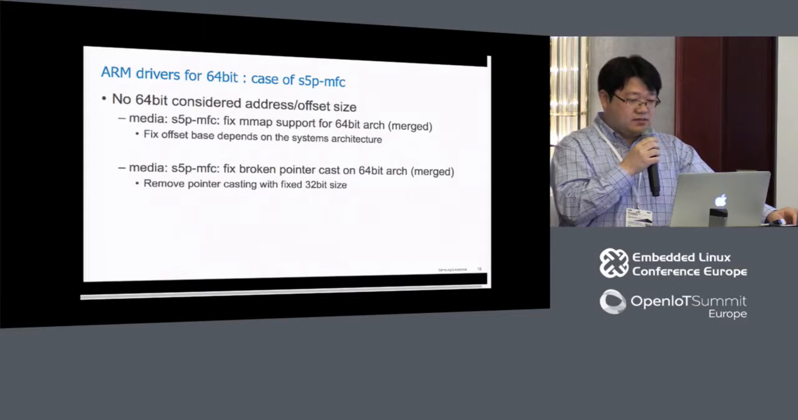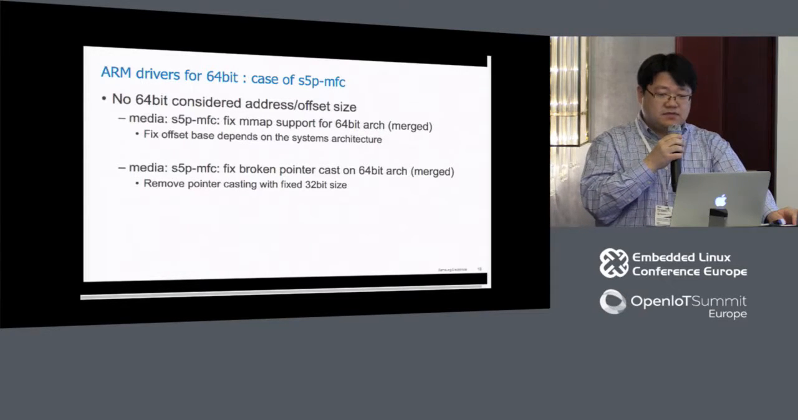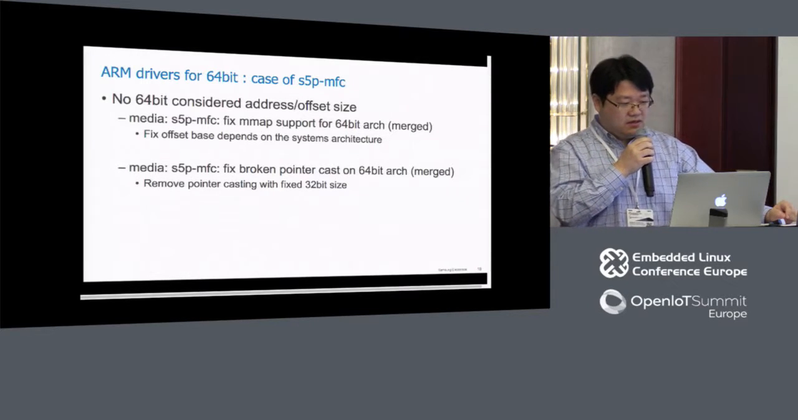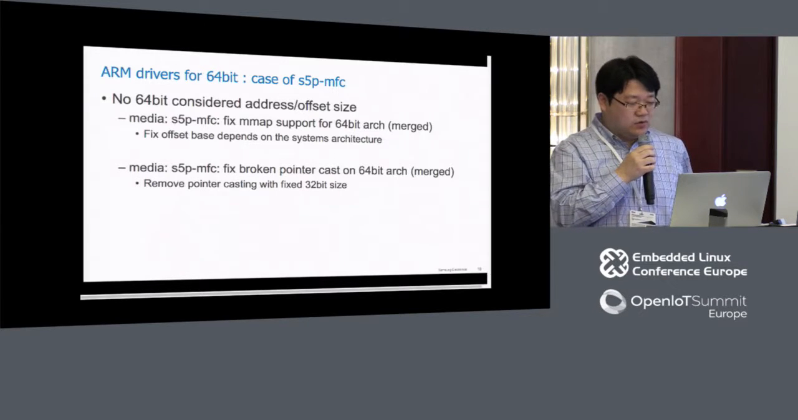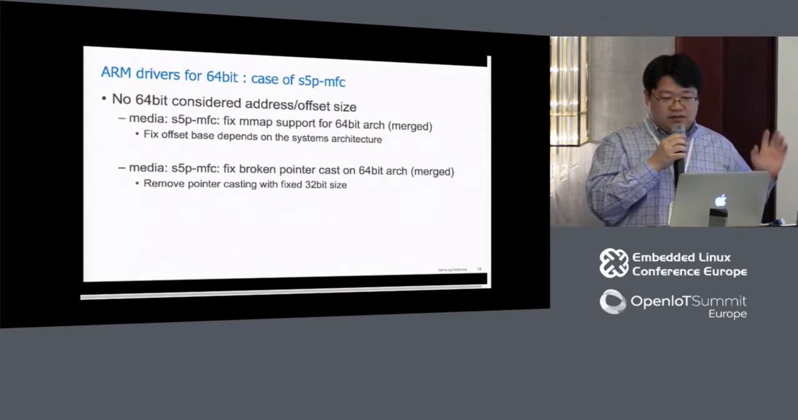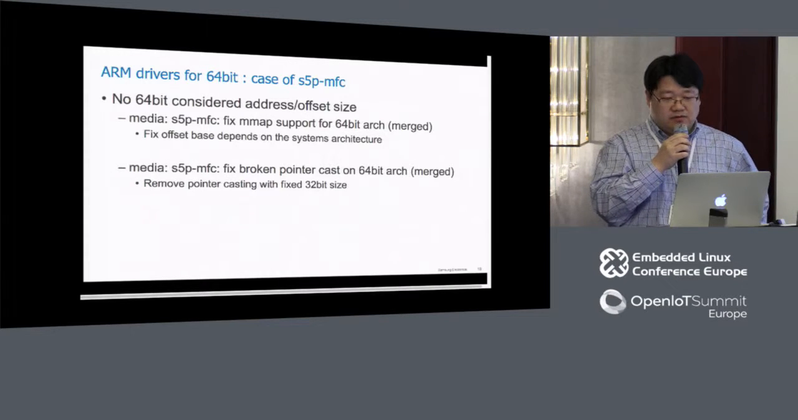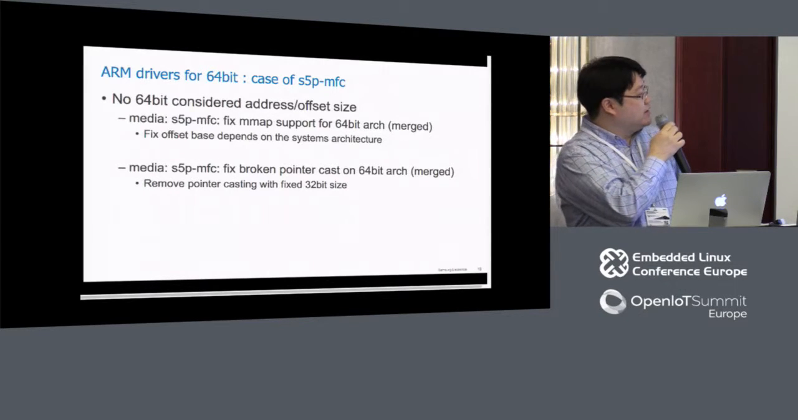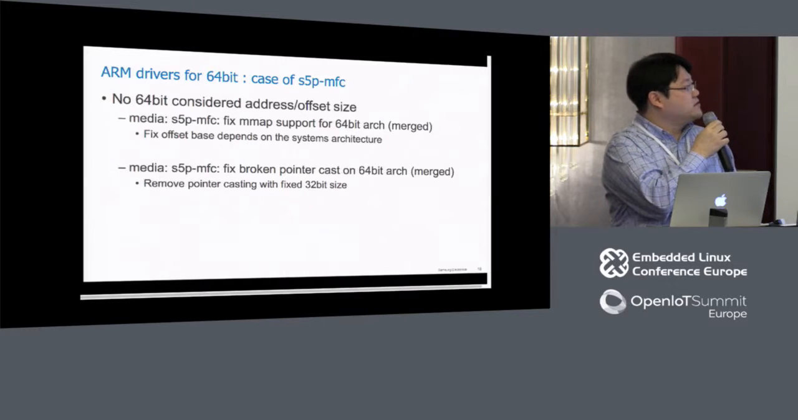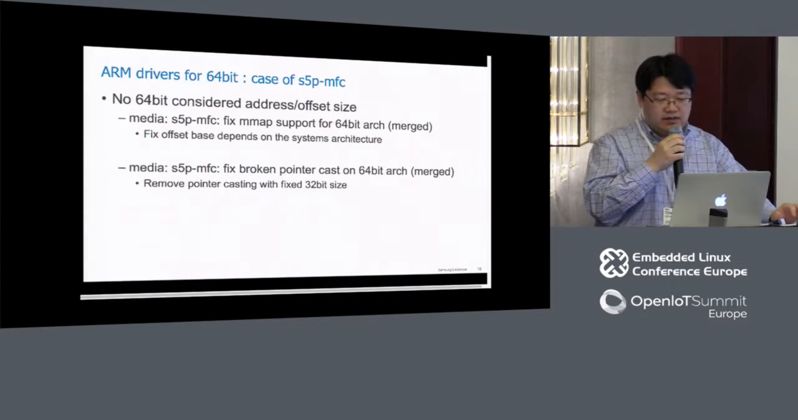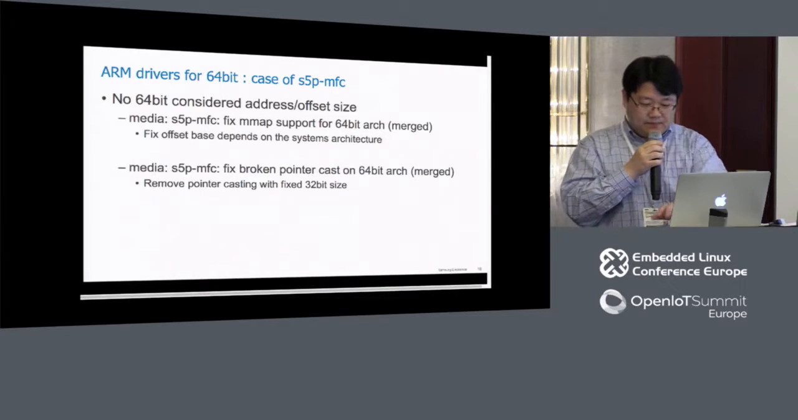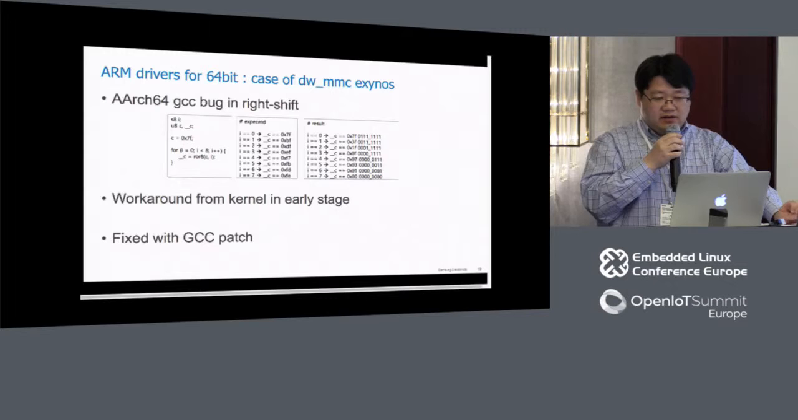And the other case, the S5P MFC driver, is the video codec of Exynos SoC. Maybe the original code was bad, but it has some fixed base offset of the MFC system core, so we need to fix it. And the other thing, I think it's a user mistake. It uses some fixed size pointer casting with 32-bit, so we need to fix it. And it's not really a kernel bug.